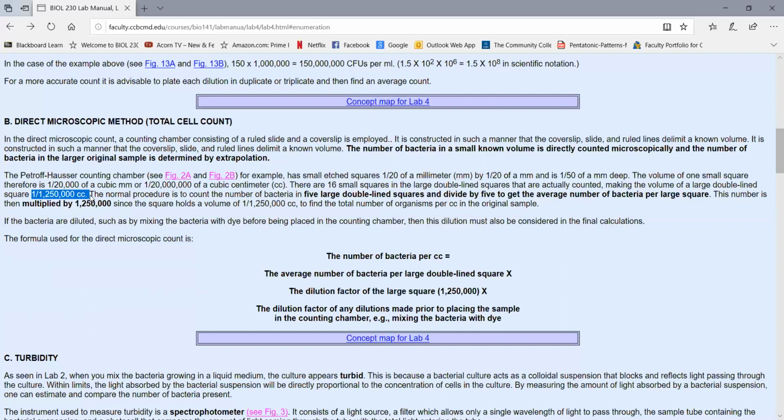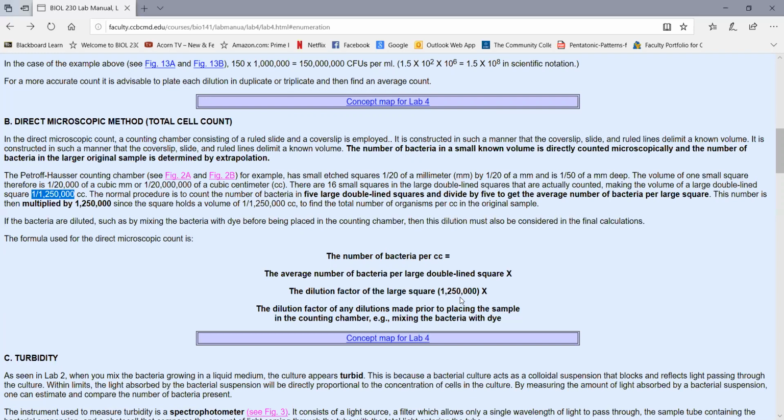So if we invert that, remember dilution factor we just learned is the inverse of the dilution. We have to flip the fraction over. So the dilution factor of the square will always be the same number. It's a constant for that slide, 1,250,000. Or in scientific notation, that would be 1.25 times 10 to the 6.